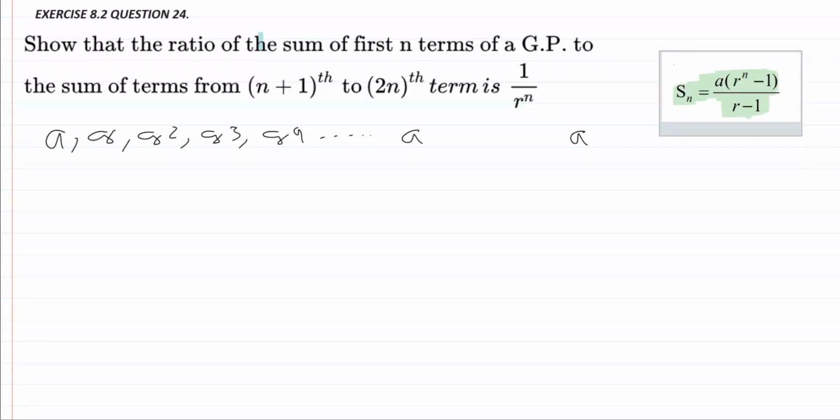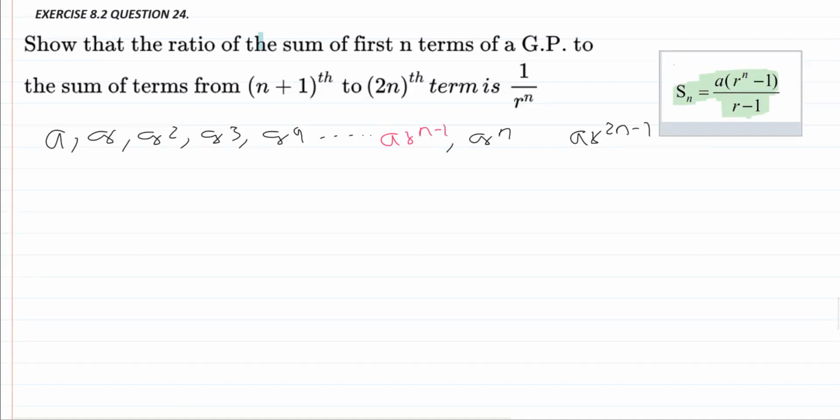So what will the 2nth term be? As you know, the nth term is ar raised to the power n minus 1, so the 2nth term will be ar raised to the power 2n minus 1. So in between there must be a term, that is the nth term, because we are getting till the 2nth term. So this should be ar raised to the power n minus 1. Obviously, the next term is going to be ar raised to the power n.